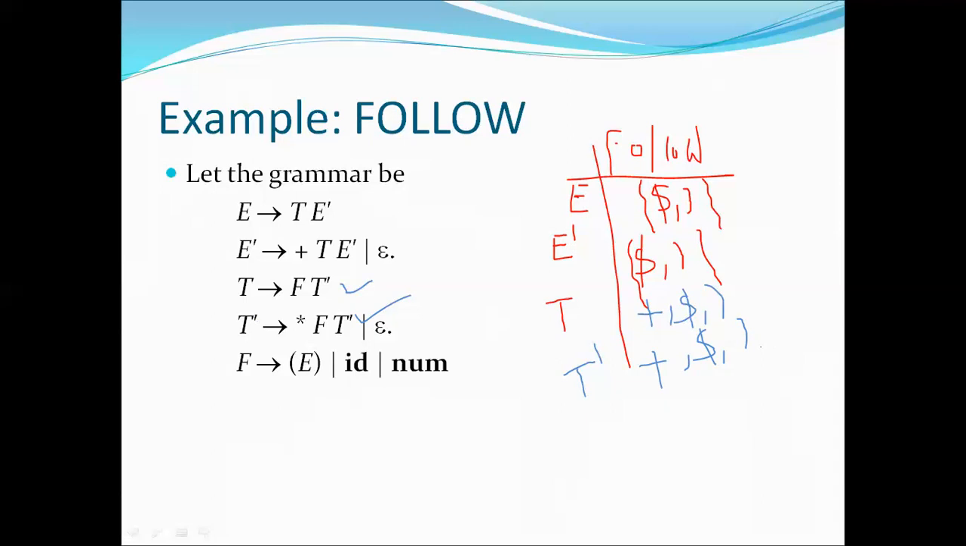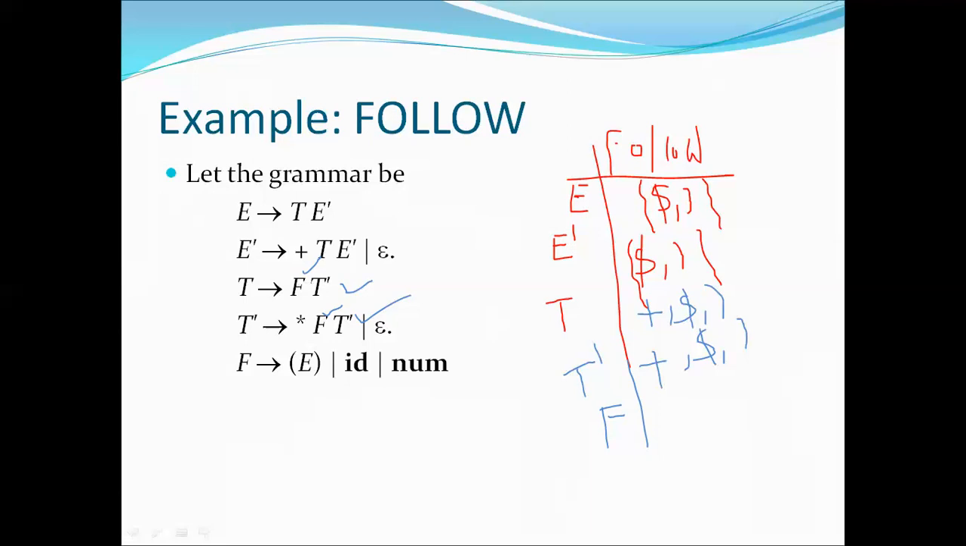At last we need to find the follow of F. How can we find the follow of F here? Just check where F is available on the right-hand side. Here F is available, and here it is available. F is following T dash. And here T dash is nullable, which we also need to remember.